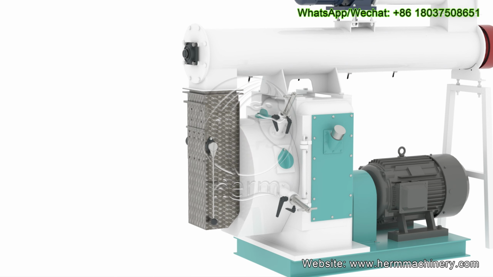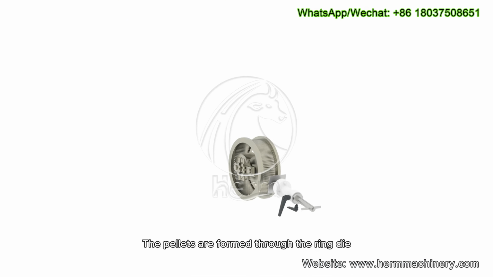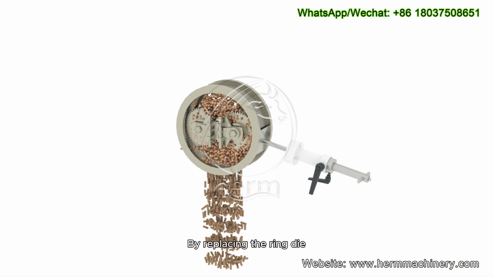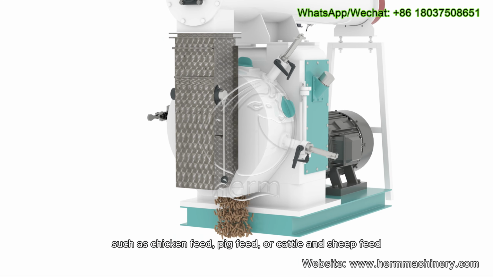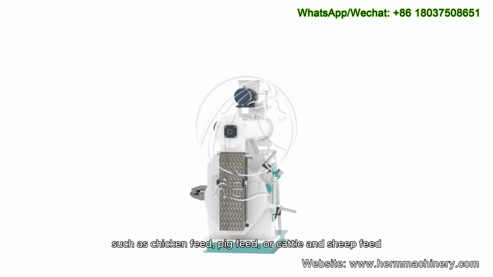The pellets are formed through the ring die. By replacing the ring die, you can make different pellets, such as chicken feed, pig feed, or cattle and sheep feed.